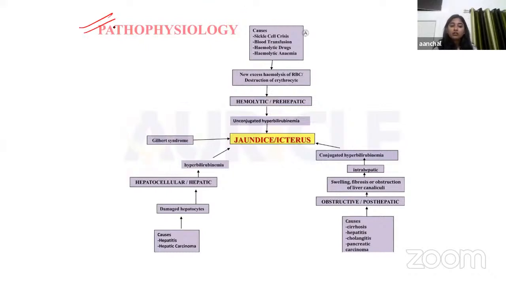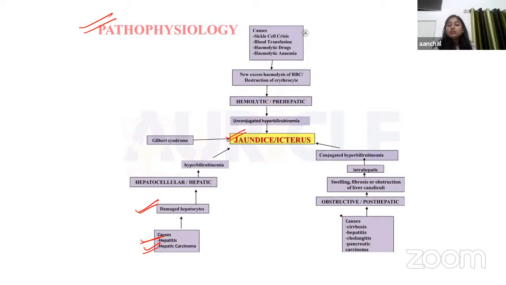Okay, so talking about the pathophysiology, whenever any condition arises in the body like hepatitis, meaning inflammation of the liver, or hepatic carcinoma, the effect will be present firstly in the liver cells. So there will be damage of the hepatocytes, and it will lead to hepatocellular jaundice or hepatic jaundice, with an increase in unconjugated bilirubin inside the blood, and lead to jaundice.